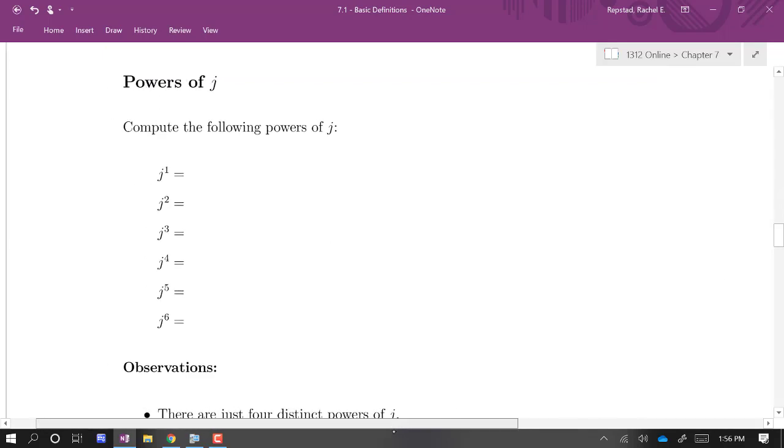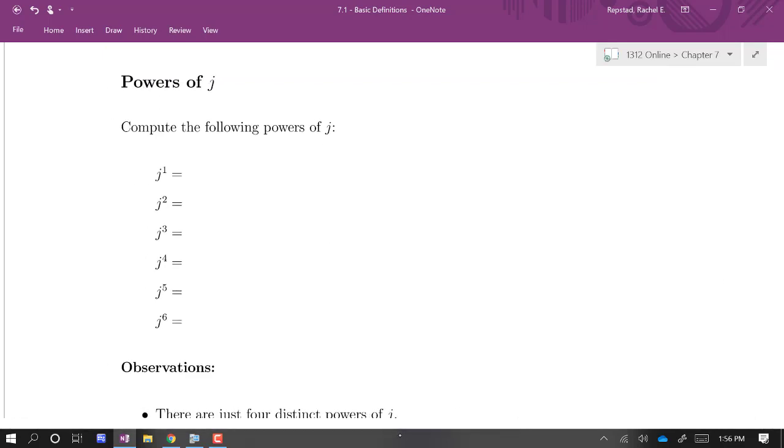Okay. Now let's consider the powers of j. So j to the first is j. j squared, we know by definition, is -1. Now let's keep going. What is j cubed? Well, let's use our properties of exponents. j cubed is j squared times j. We know that j squared is -1. So times j gives us -j.